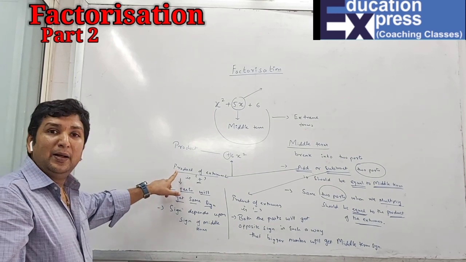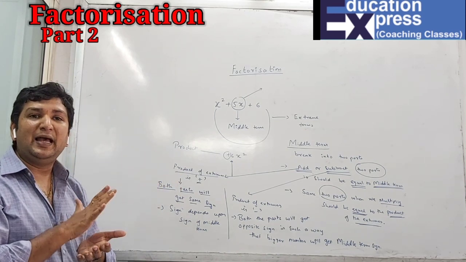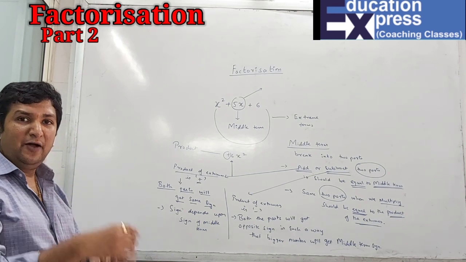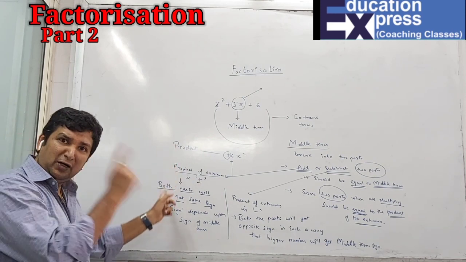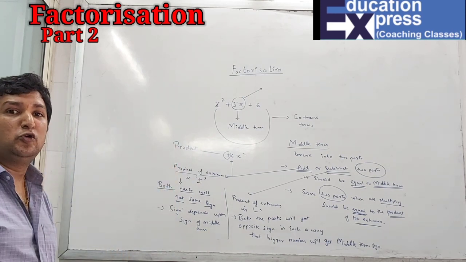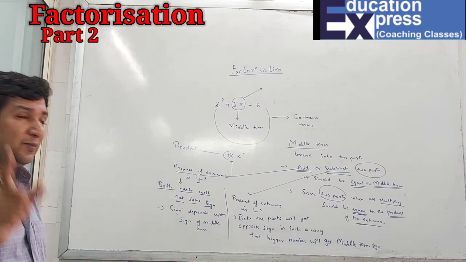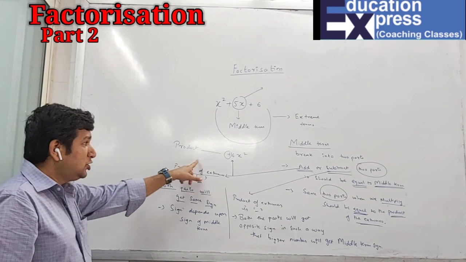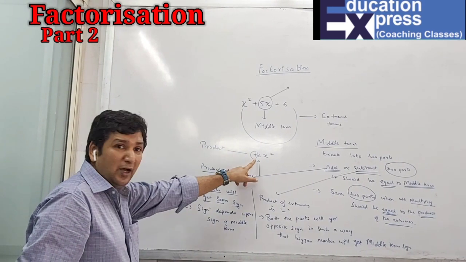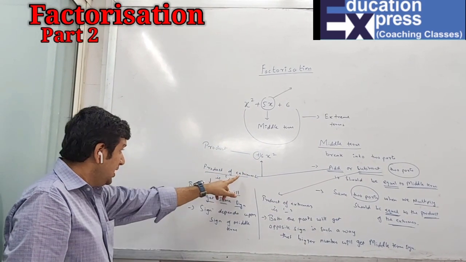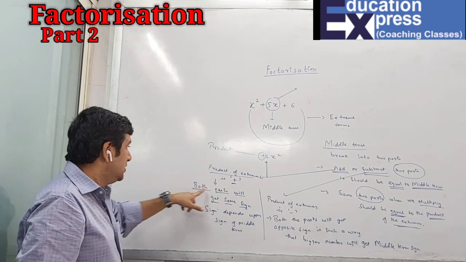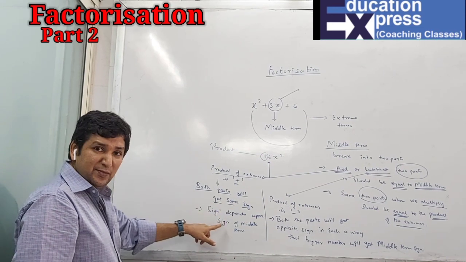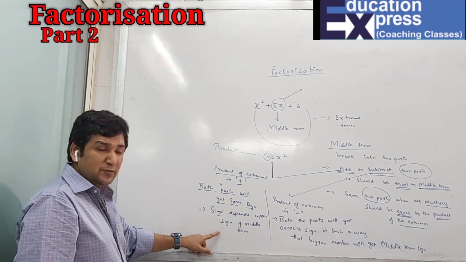When you are multiplying, first you need to identify the middle term. After you get the middle term, you have to find the extremes and the product of the extremes. Now this product of the extremes will tell you what your two parts are, that means whether you have to add or subtract. So when the product of the extremes is positive, you have to add two numbers and both the parts will get the same sign. Same sign depends upon the middle term sign.